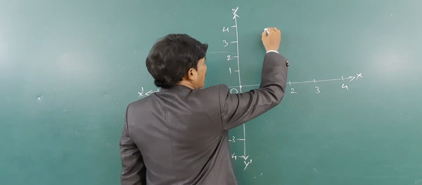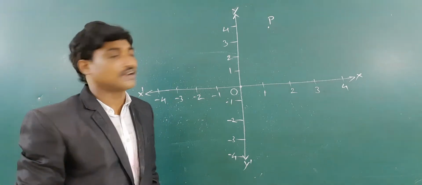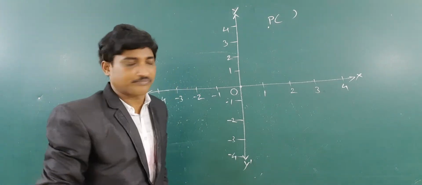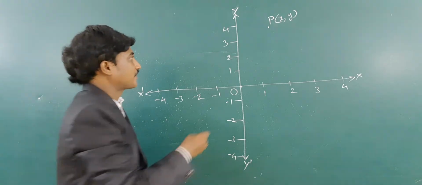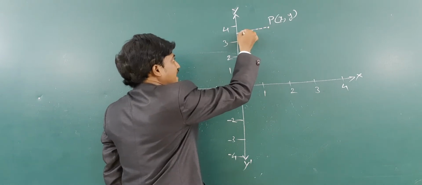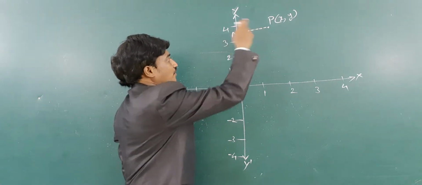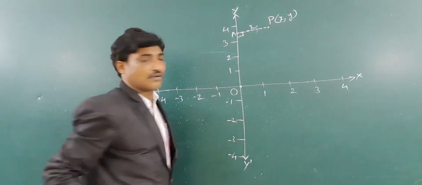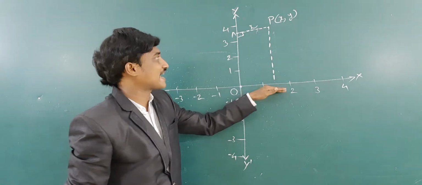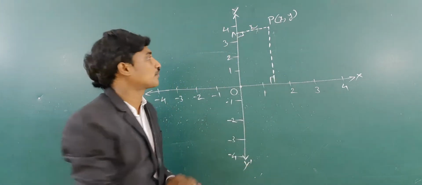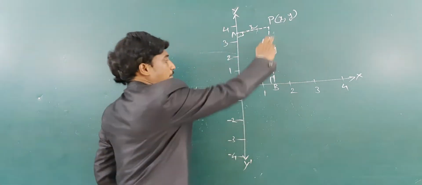Here, let me take a point P on the coordinate plane. If I take the coordinates of P as x and y, the x coordinate is x, and the y coordinate is y. What is the x coordinate? The perpendicular distance from the y-axis to the given point, let me write it as PA, is called the x coordinate. What is the y coordinate? The perpendicular distance from the x-axis to the given point is called the y coordinate. So the PA length is x units, and the PB length is y units.